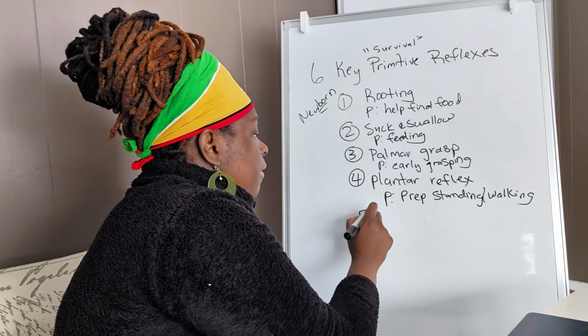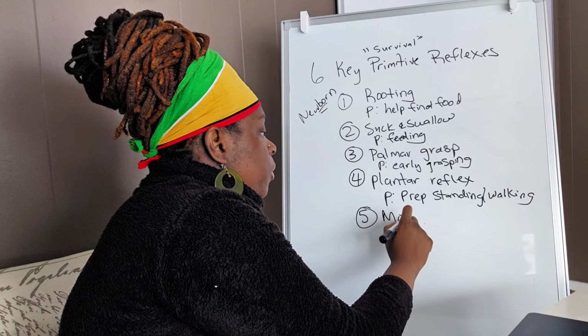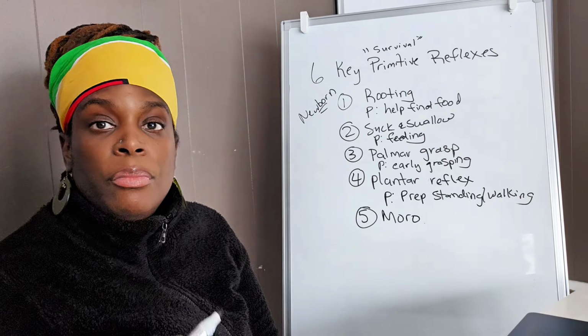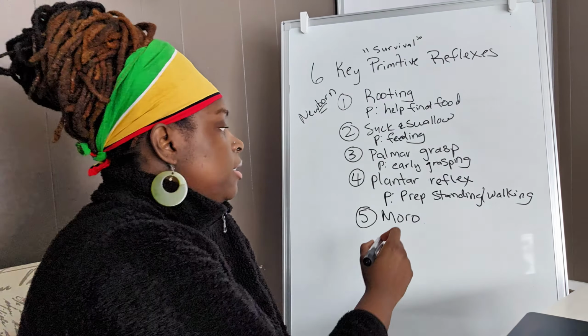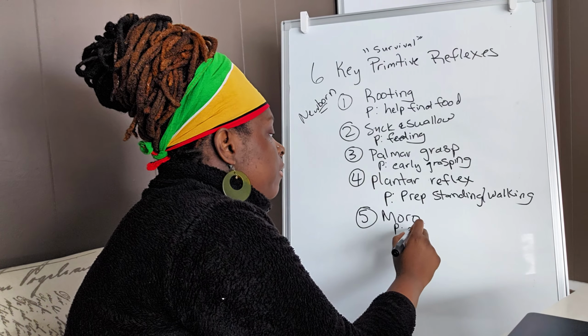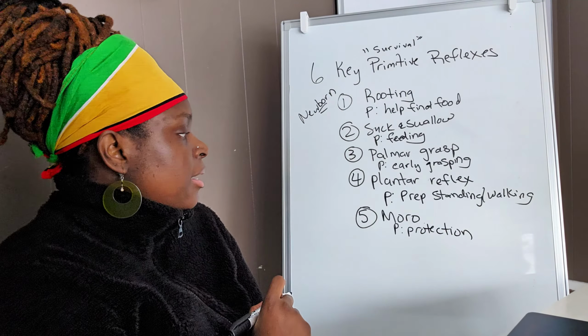And then our fifth one is going to be Moro. Okay, Moro is very important because this is our protective reflex. So we're going to say our P is for protection. Okay, that is very important.